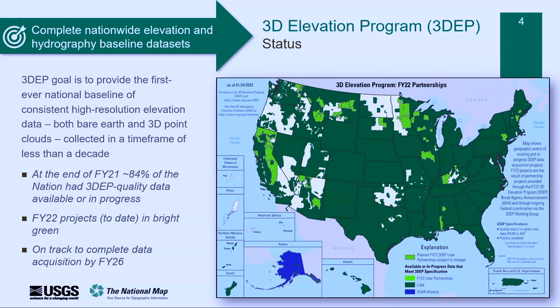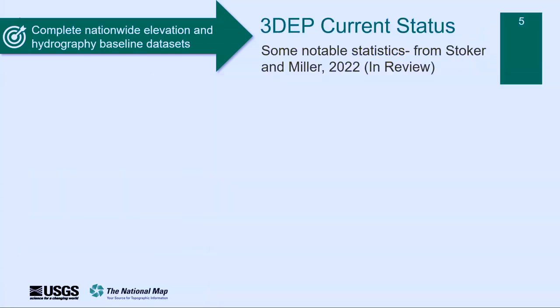Kevin already mentioned, at the end of fiscal year 21, about 84% of the nation had QL2 or better data. This map's a slightly updated one from the one he showed, because the areas in bright green on this map are the current partnerships that we have going on from this FY22 BAA process.